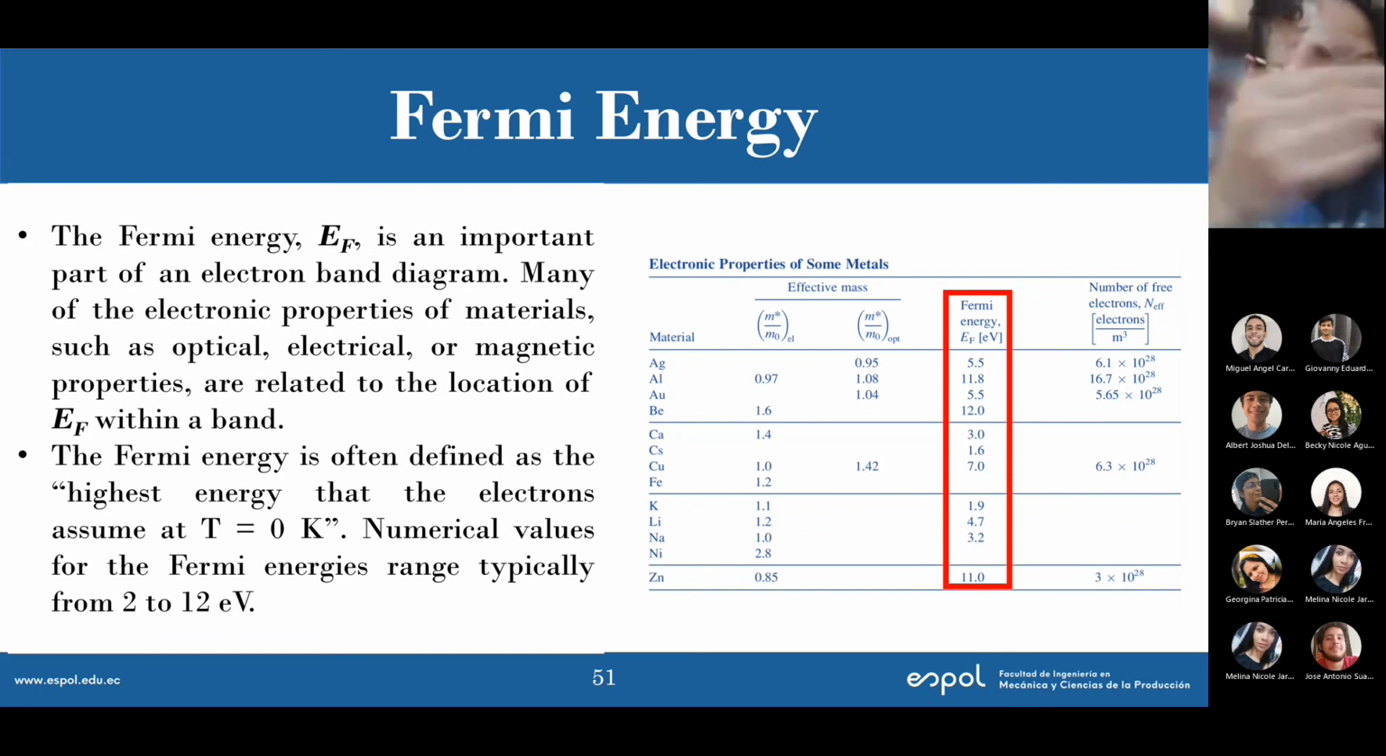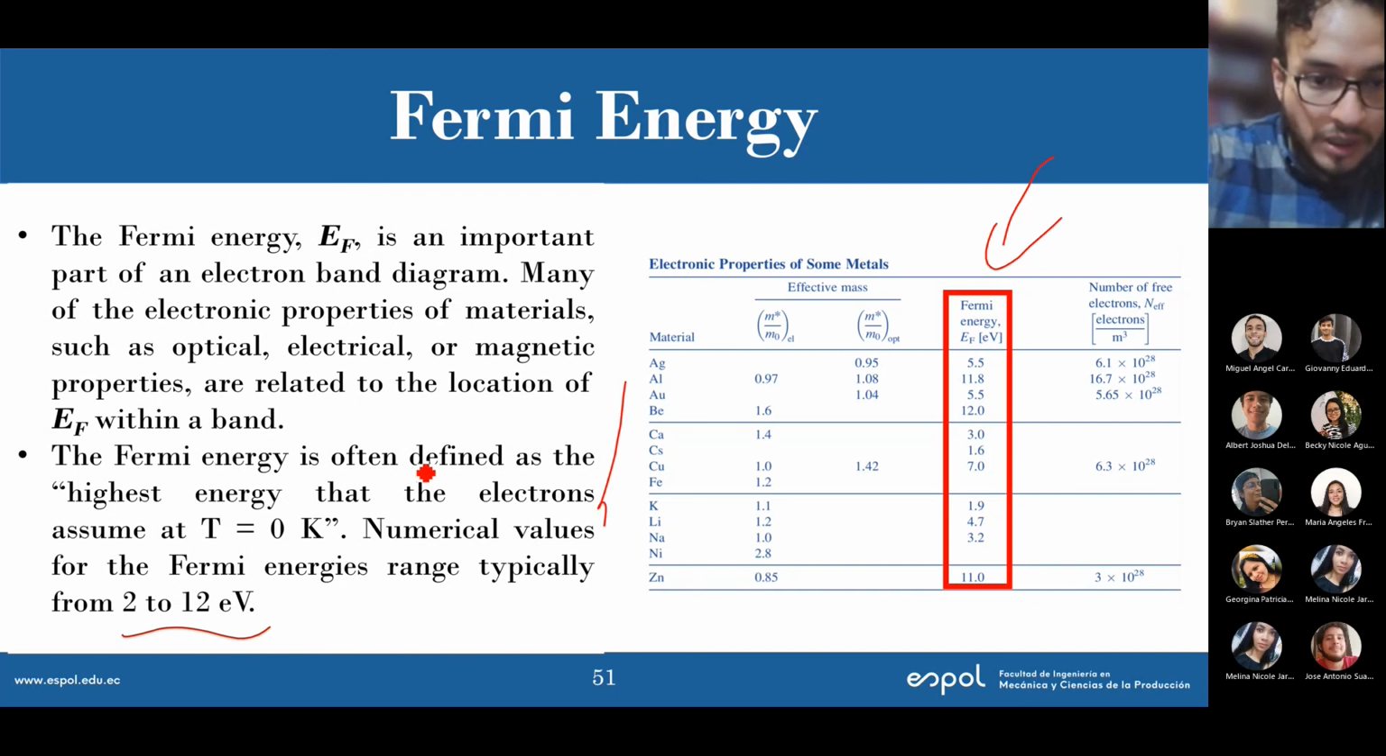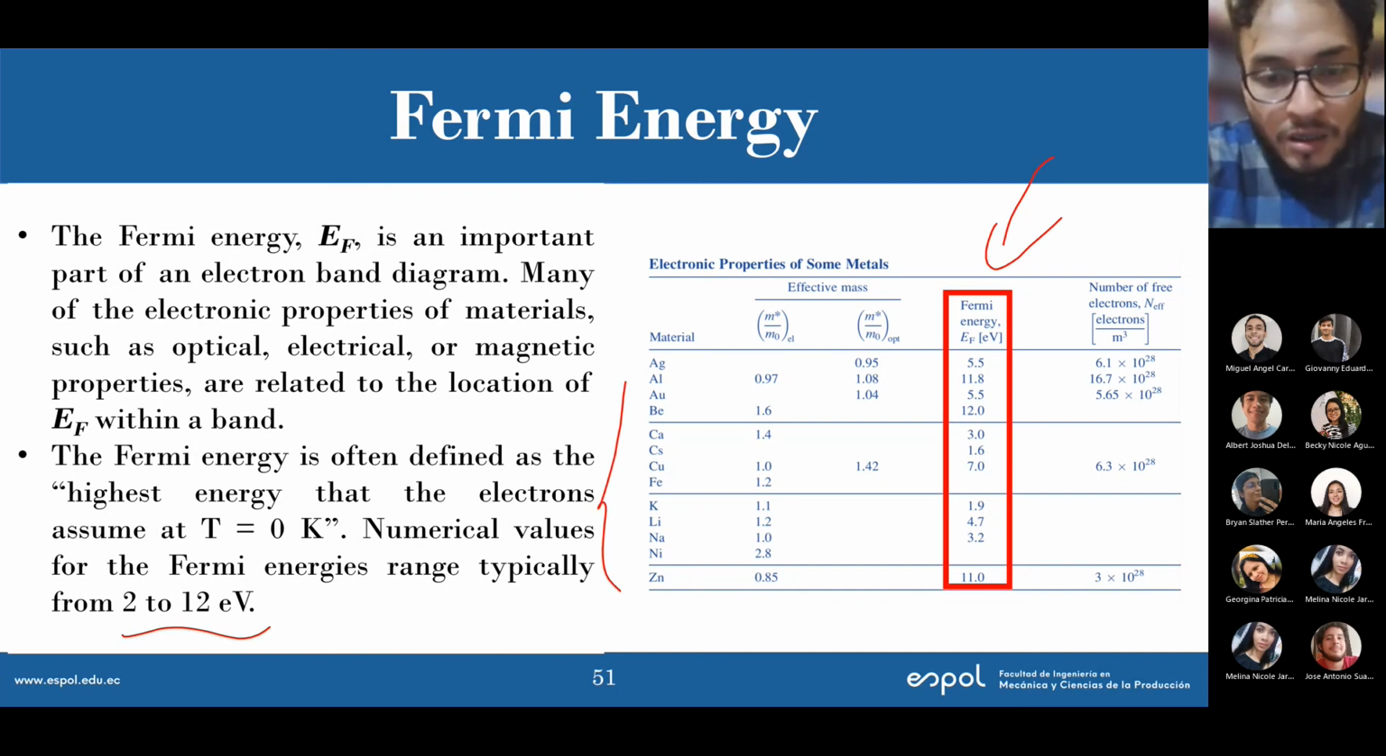So there are typical values for this energy. It usually ranges from 2 to 12 electron volts, and you can see, just as an example, the Fermi energy values for different elements here. You can see the values there, right?